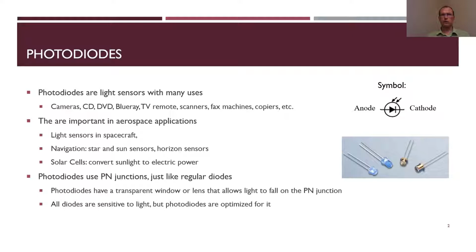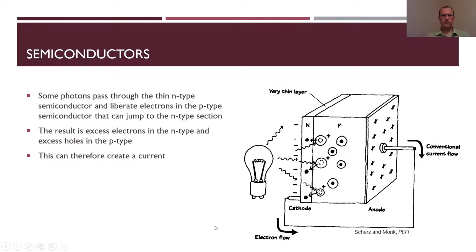They're used in a lot of things: cameras, Blu-rays, TV remotes. So they're pretty good light sensors. Again, if you have a certain amount of light hitting them, they'll start to let current through. So you can use that as a sensor for how much light is actually coming in. They can be used in navigation, and in solar cells for solar power applications, photovoltaics.